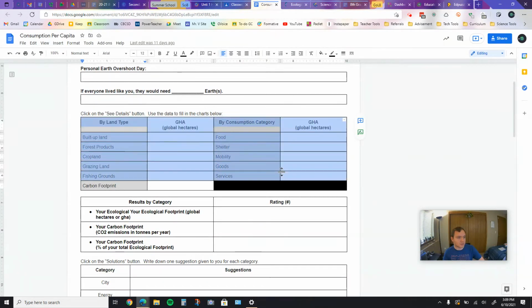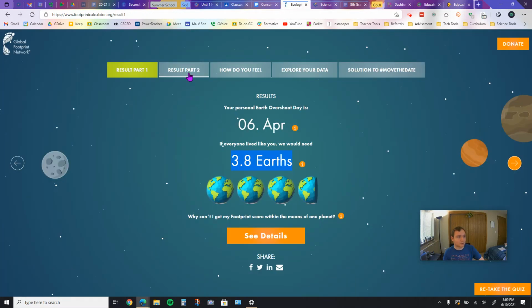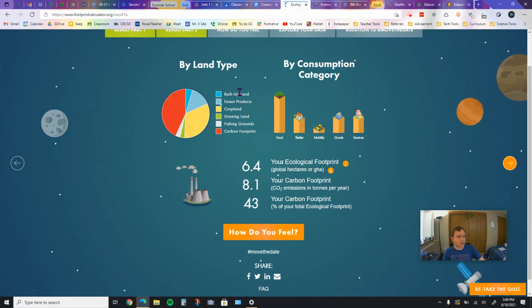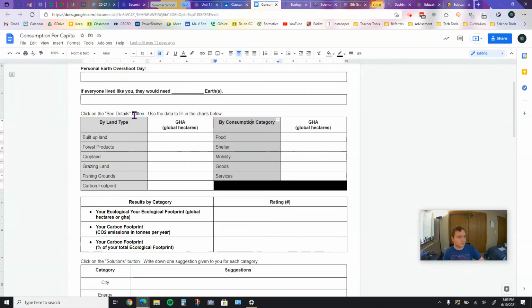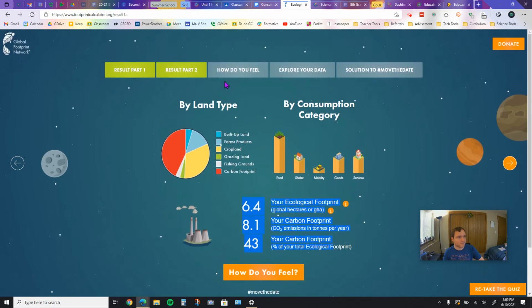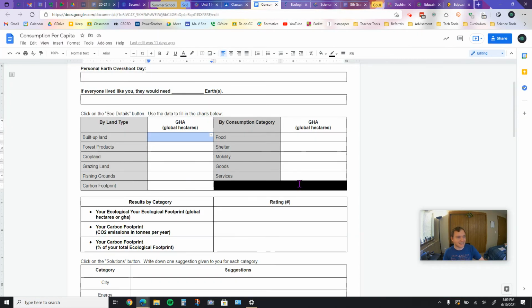When you get to these two parts here, consumption by category and by land type, you're going to go to results part 2. And you're going to see two different graphs here. If I hover over built up land, it'll give me 0.3. Built up land, I would type in 0.3. So you're going to be getting your data from those graphs. Same if you go to the bar graph, it'll give you some numbers. There's some more numbers there. You get the idea here, I would say.